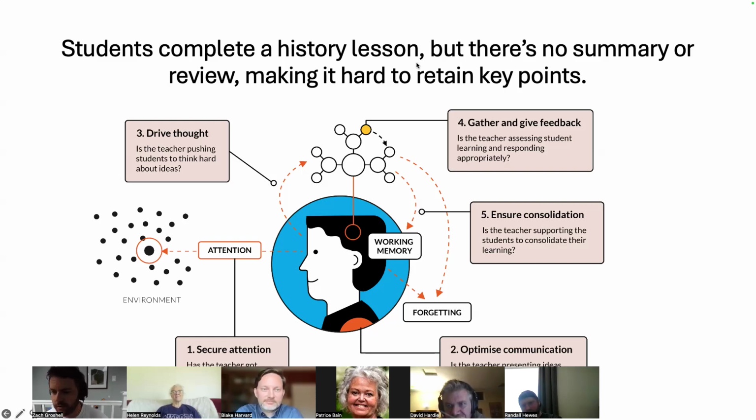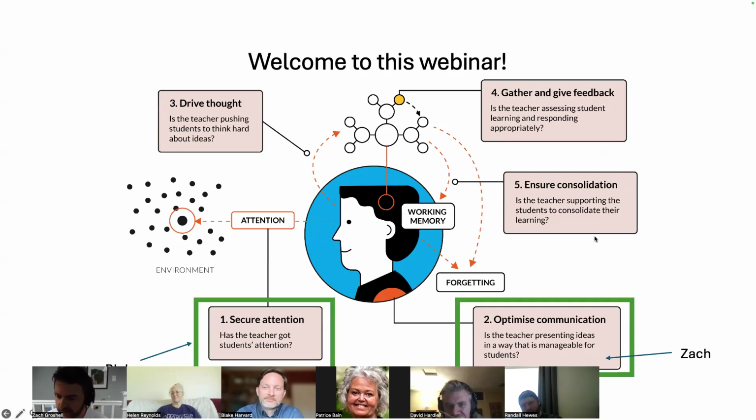We got this. So without further ado, I'm going to pass it over to Blake Harvard, who's going to focus on the attention side of this model, and I'm going to end this presentation talking about the working memory or the optimizing communication side of this model.